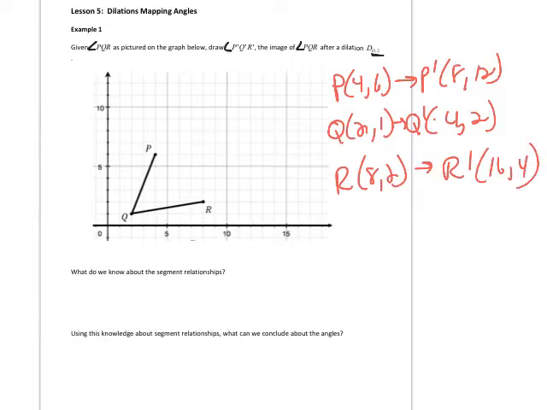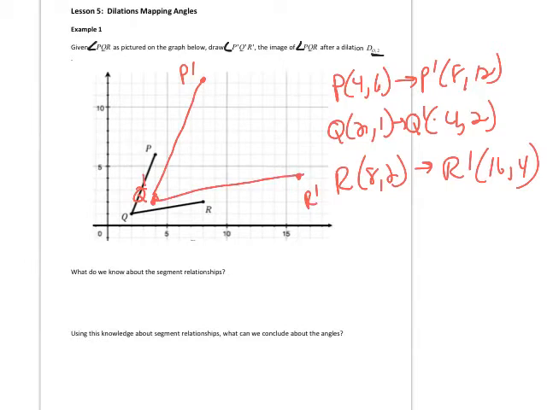So I can graph these points. P prime is at (8, 12), so up here, there's P prime. Q prime is at (4, 2). And R prime is at (16, 4). Again, you'll draw straighter lines than I will. So there's my dilated image.